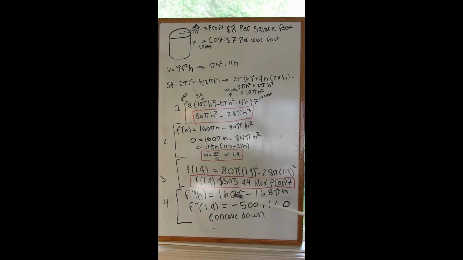So now, in order to prove that this is a maximum, we need to do the second derivative test. So we find the second derivative of the problem, which we got is 160 pi minus 168 pi h. So now that we have the second derivative, we plug in what we have for h, 1.9, and we get that equal to negative 500.14, which is less than 0, which means it's concave down, proving that this is a maximum.